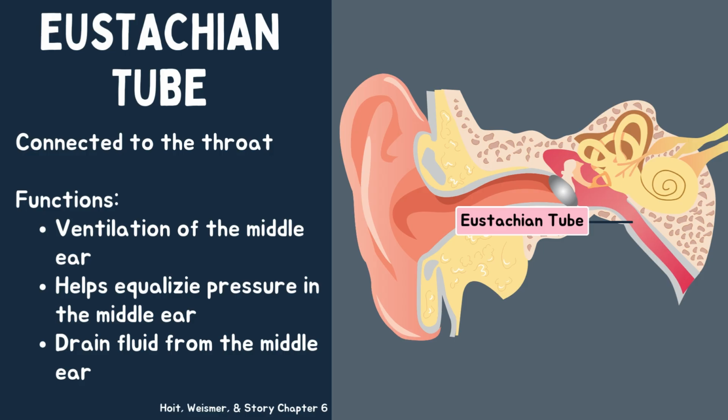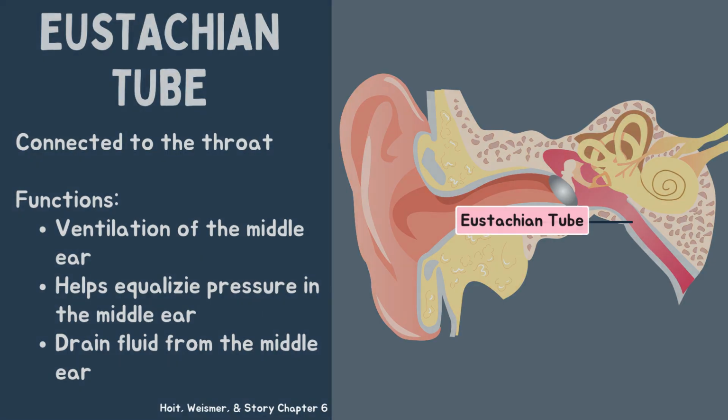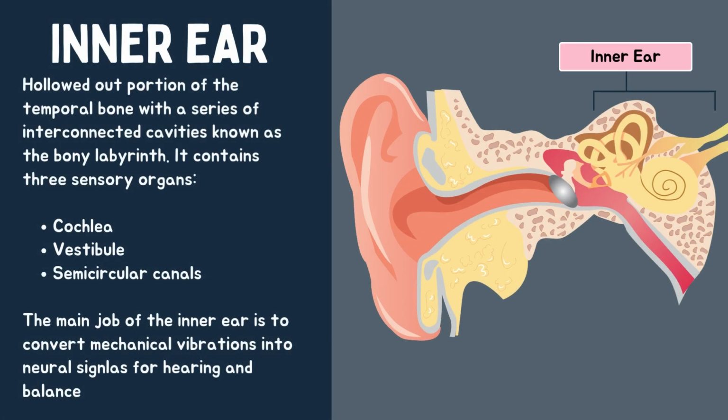Our eustachian tube is connected to the throat, and it has three primary functions, which are ventilation of the middle ear, helping to equalize pressure in the middle ear, and draining fluid from the middle ear.